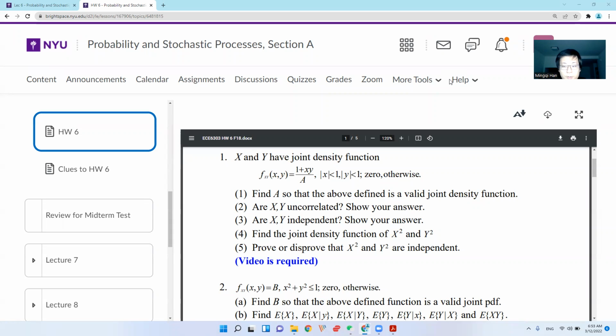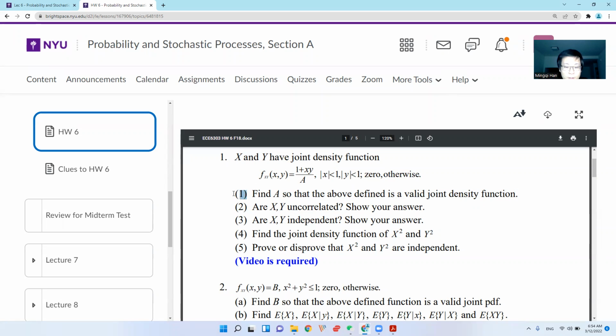This is the video explanation for homework 6, question number 1. In the question, we are given the joint density function f(x,y), which has this equation, with the range that the absolute value of x is smaller than 1, the absolute value of y is smaller than 1, and 0 otherwise.